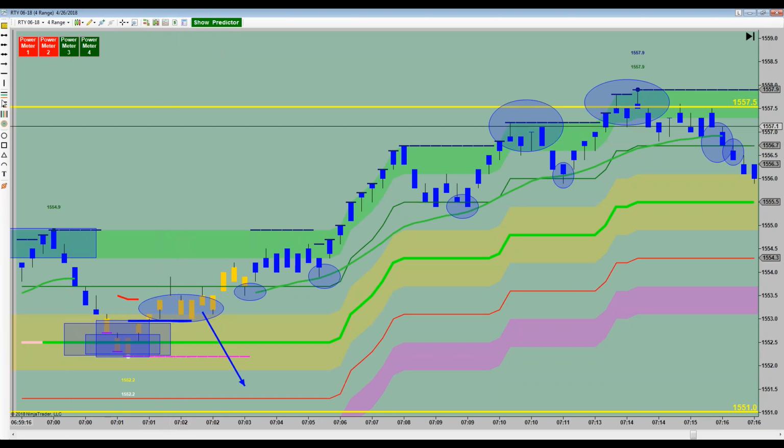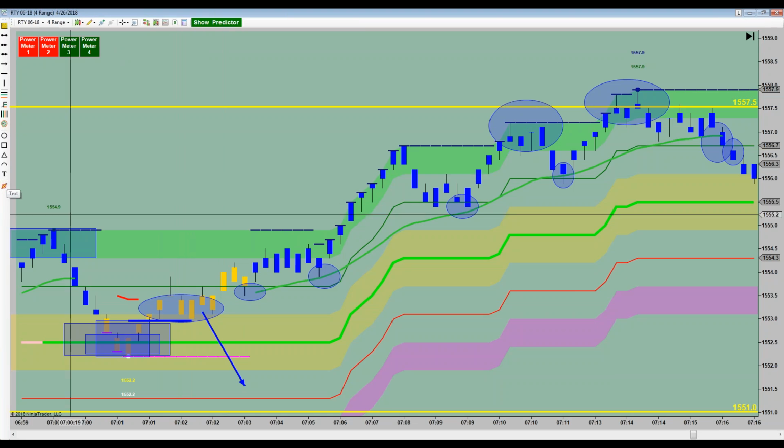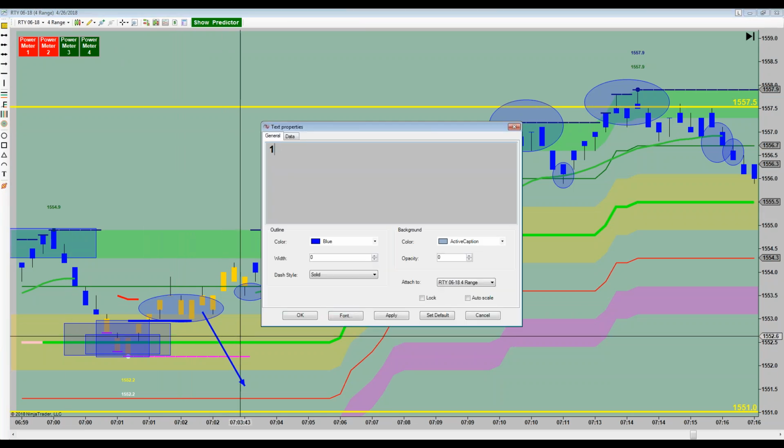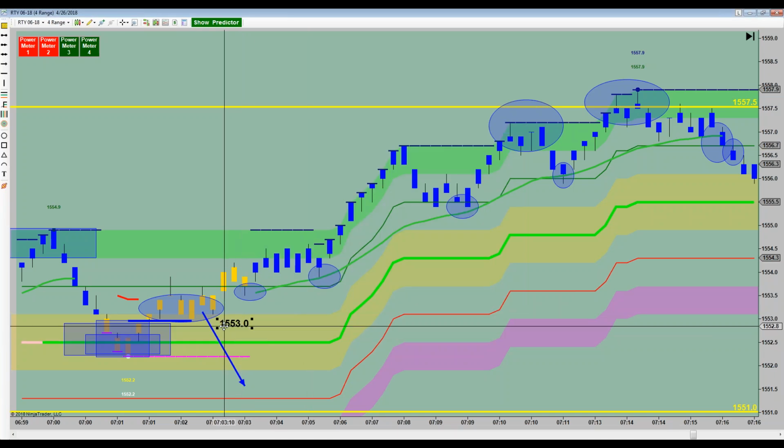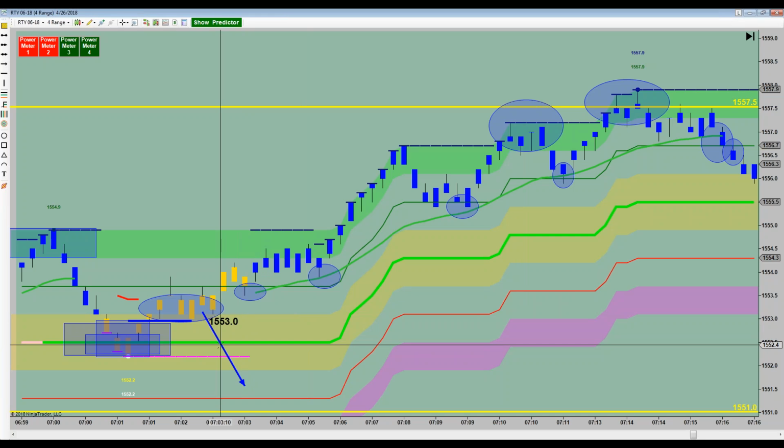53 even. Let's just use it, get into ticks and everything. Let's just put 1553. There. Okay. Within a tick or two, depending on the slippage, you're filled long right here. This did not happen. Take that away.